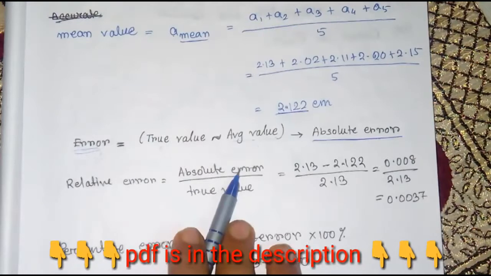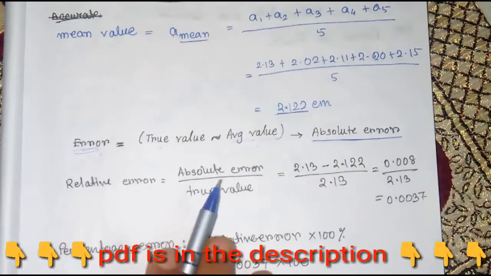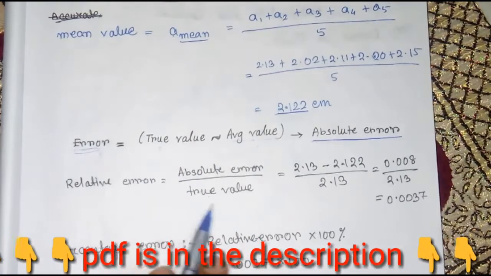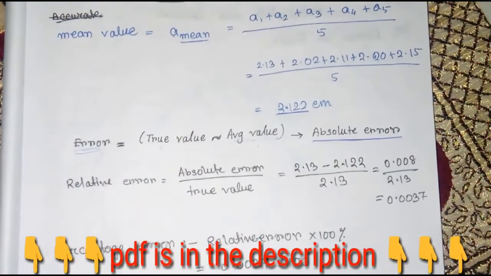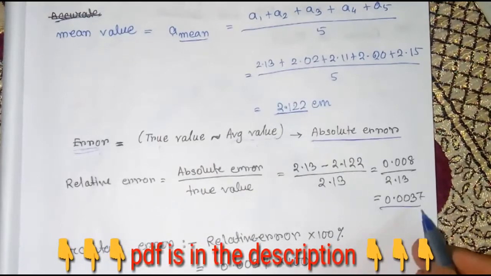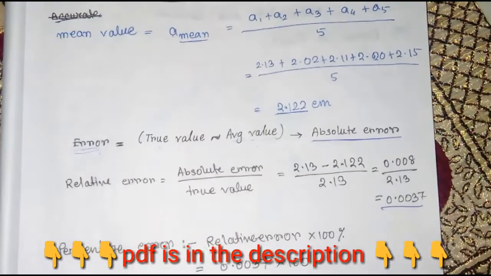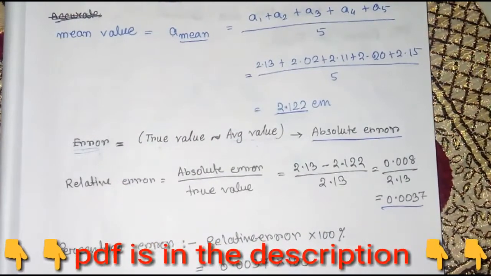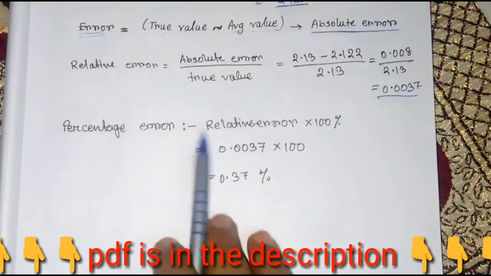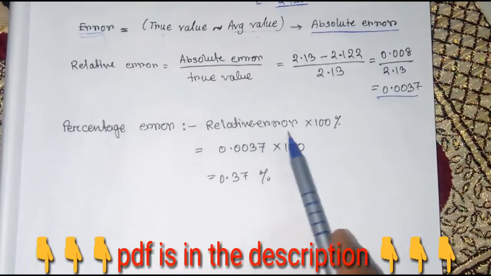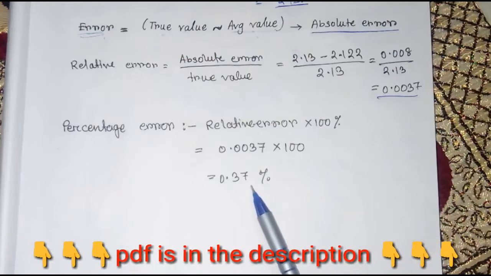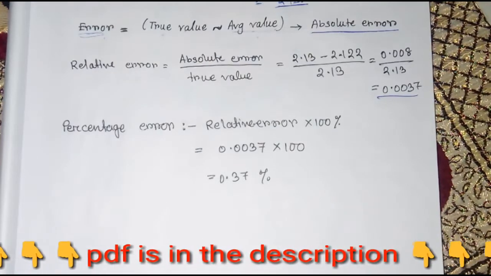Let's see what the relative error is. Relative error is the ratio of absolute error and true value. So the relative error here comes to 0.0037, as the true value is 2.13. Let's see what the percentage error is. Percentage error is the relative error multiplied by 100. So when we multiply the relative error by 100, it gives us the percentage of error. Hope you all understand this one.